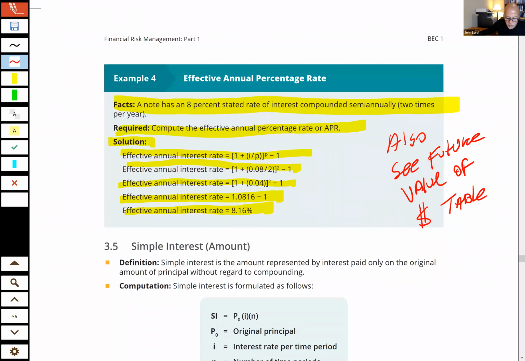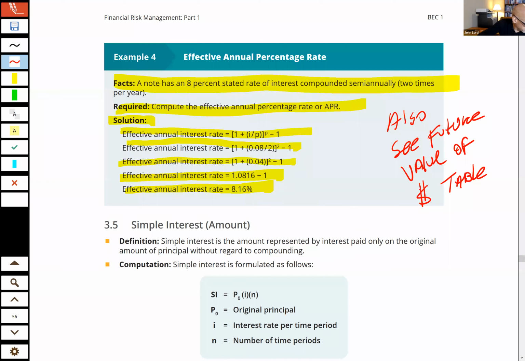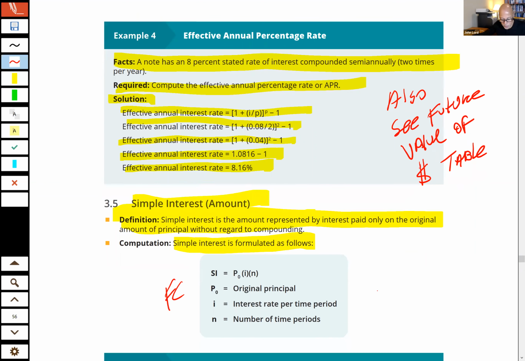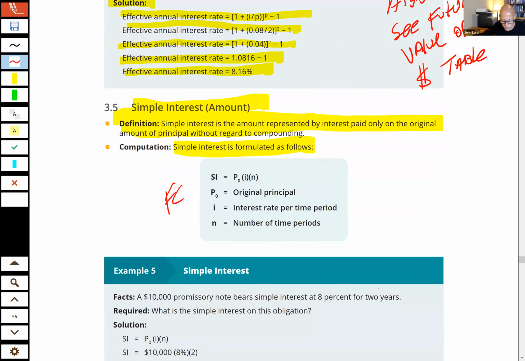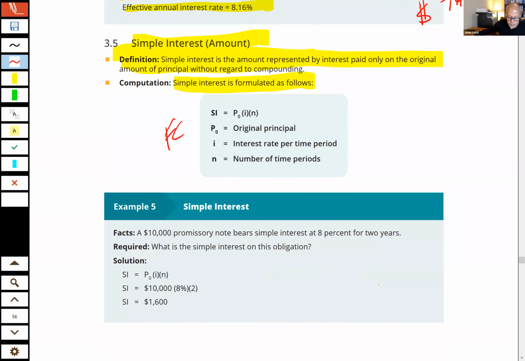Okay, good. Now, simple interest, and I think the key word here is simple. Simple interest is the amount represented by interest paid only on the original amount of principal without regard to compounding. The simple interest formula is as follows. Let's go ahead, and I think the formula here is probably the most useful thing to flashcard as opposed to worrying about the definition.